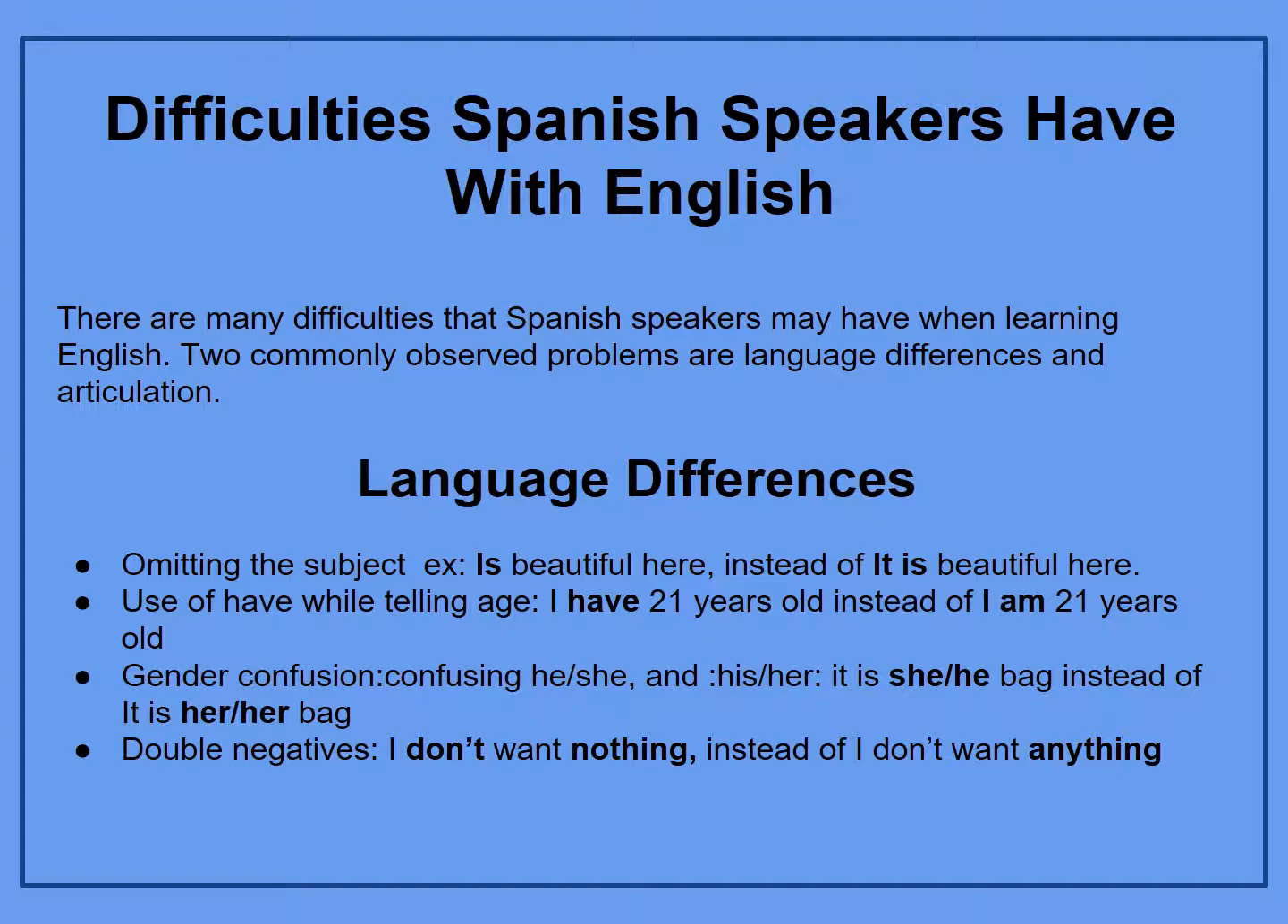Another difficulty would be using double negatives. Using a double negative is two negative elements. English speakers do not use double negatives. In Spanish, a double negative is common and used as a reinforcement. An example would be, I don't want nothing, or it should be in English, I don't want anything. I don't have nothing. I can't get no satisfaction.